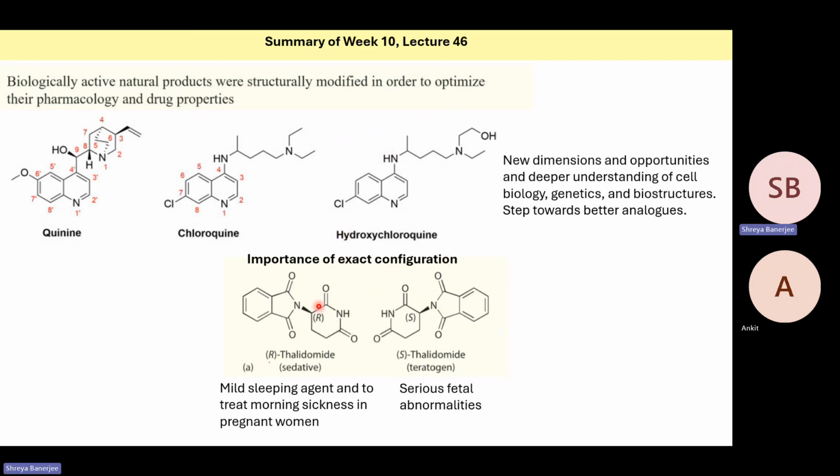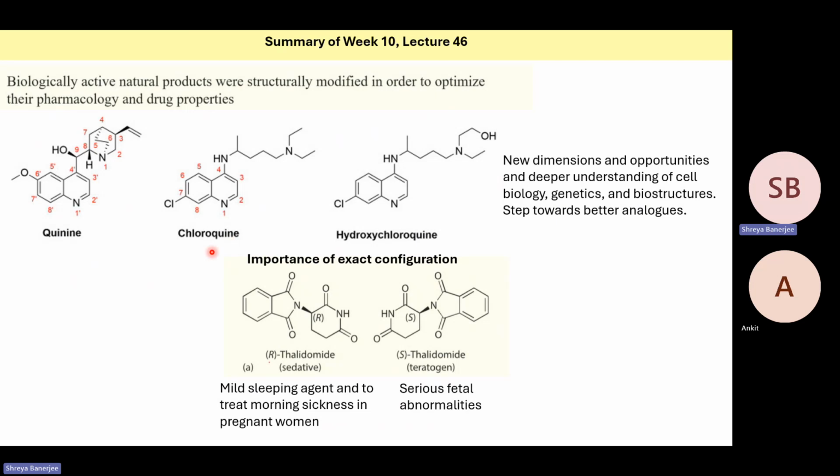Now, one thing to remember is that the activity of a drug can vary very much depending on the exact configuration. So here you have two molecules of thalidomide, which are exactly the same except the configuration at this carbon. In this one, it is R configuration, and the one on the right, it is S configuration. Now, the R configuration is the one that is used as a mild sleeping agent and also to treat morning sickness in pregnant women. But if by mistake the configuration at this site from R it becomes S, it becomes like a poison and causes a lot of fetal abnormalities. So just by changing the configuration at one carbon center, what is a medicine becomes something that is a poison.